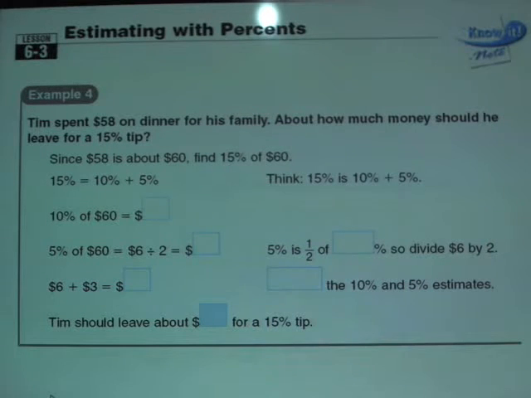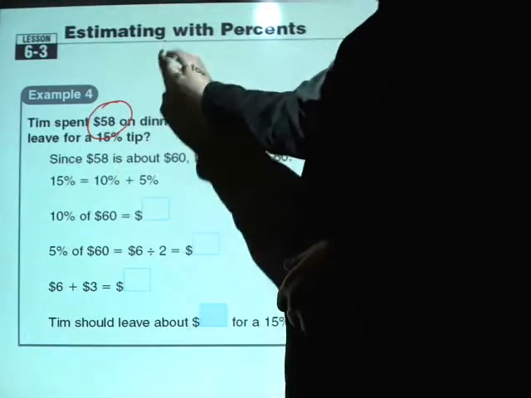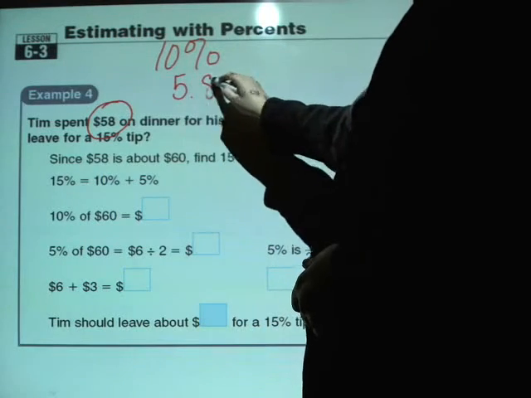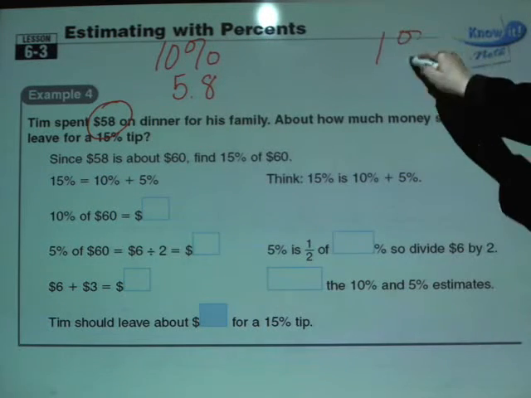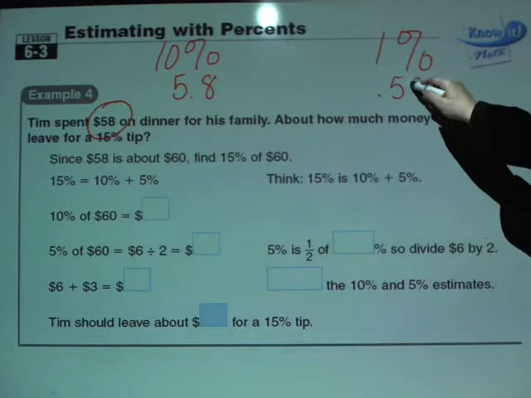All right, number 4. Tim spent $58 on dinner for his family. About how much money should he leave for a 15% tip? So again, this would be a nice one here where we talk about finding 10% and 5% and 1%. Let's go ahead and do that right away to start here. Since we're talking about $58, 10% would take and move the decimal in 1 time, 5.8. 1% would take and move the decimal in another time, so that's 0.58.